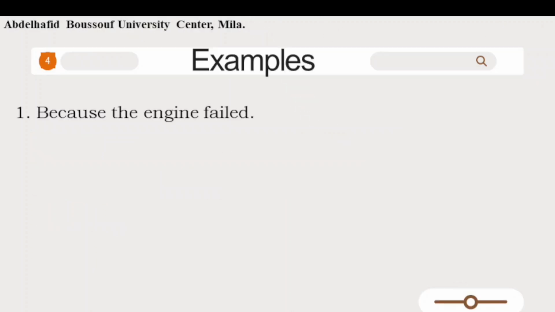Example 1. Because the engine failed. So imagine you write a sentence like this. Because the engine failed. What do we call the fault, or the problem, in the sentence? It is called a fragment. Why a fragment? Because the sentence is incomplete. It is just part of the sentence. It is not full. What we are missing in this sentence is the first clause, which is the independent clause.